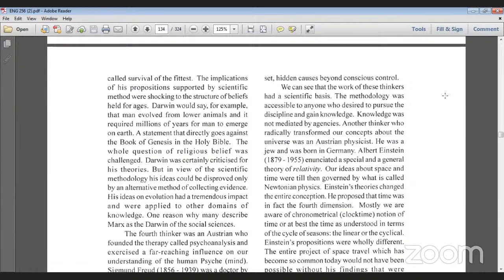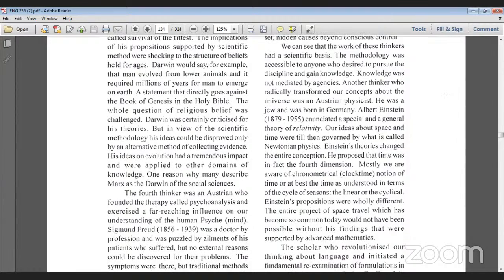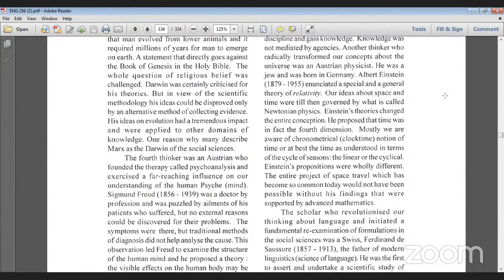Mostly we were aware of chronometric clock time, or at best time as understood in terms of the cycle of seasons, the linear and the psychological. Einstein's propositions were wholly different. The entire project of space travel, which has become so common today, would not have been possible without his findings that were supported by advanced mathematics.